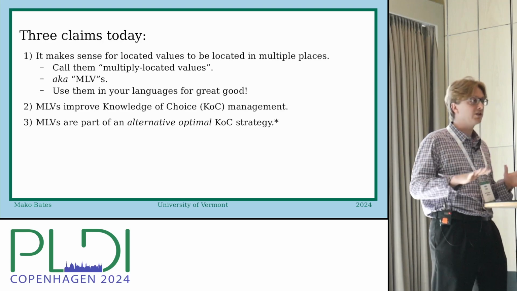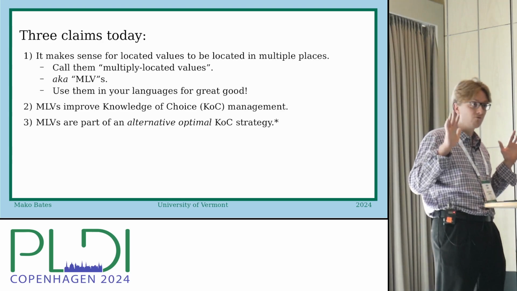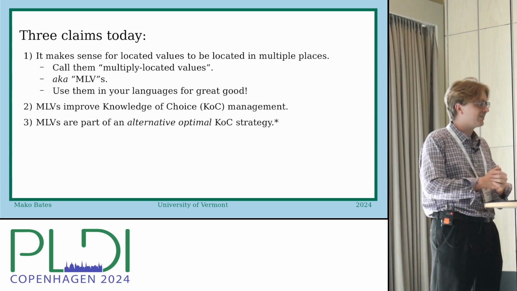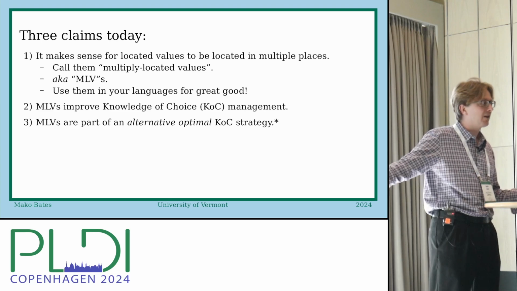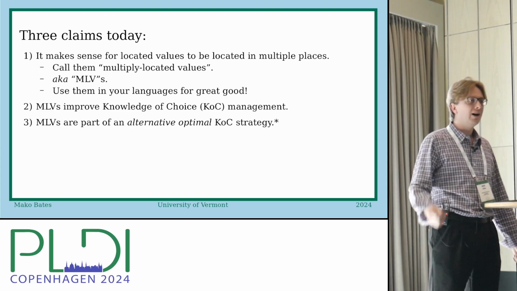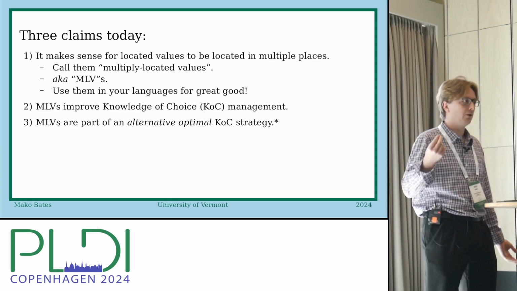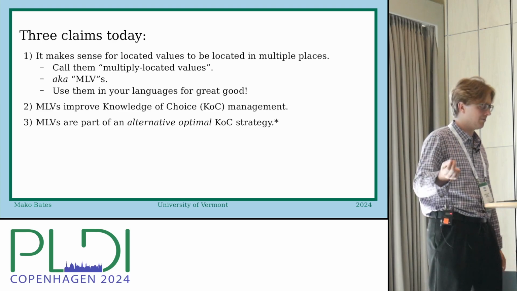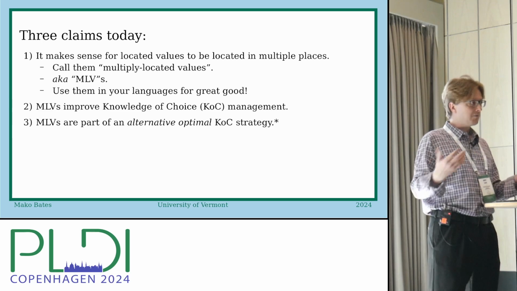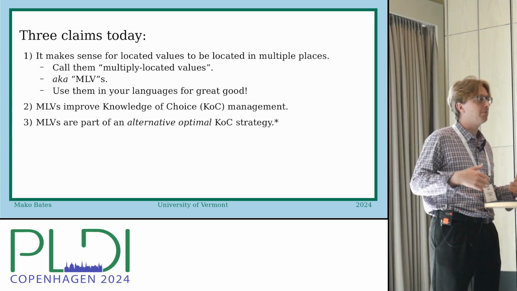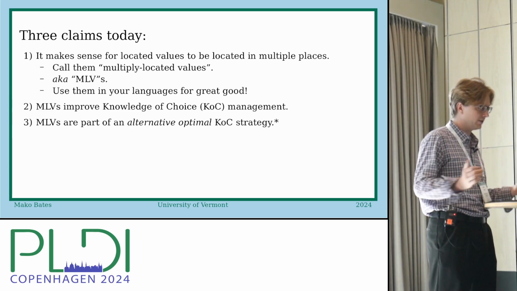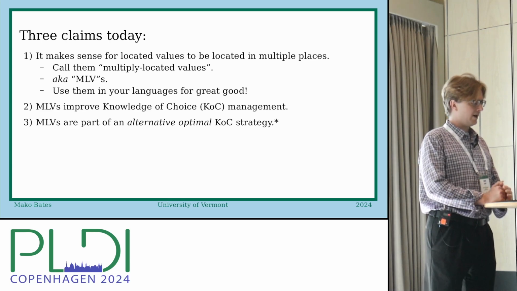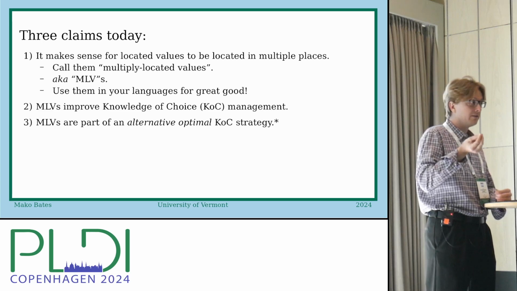I'm going to try and convince you of three things, and I think some of them are going to be really easy. So for example, choreographic languages feature located values. It makes total sense for located values to be located in more than one place. Having multiply located values in your language will help with management of knowledge of choice. And then that's all you need.